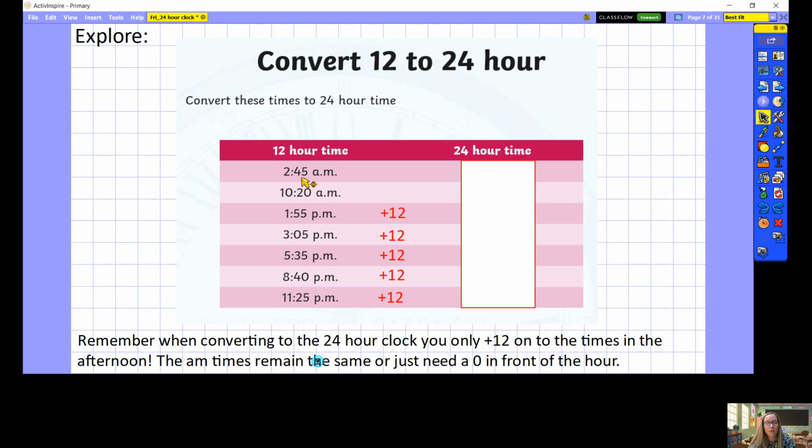2:45 AM. So this is an AM time. Because it's an AM time, we don't need to add 12 to it because it's in the morning. So for 2:45 AM, we use this rule here, we're just going to put a 0 in front of the hour. So we're going to write down the time next to that. So 2:45 AM would be 02:45. So that would be 2:45 in the morning. That's how we would show it on a 24-hour time.